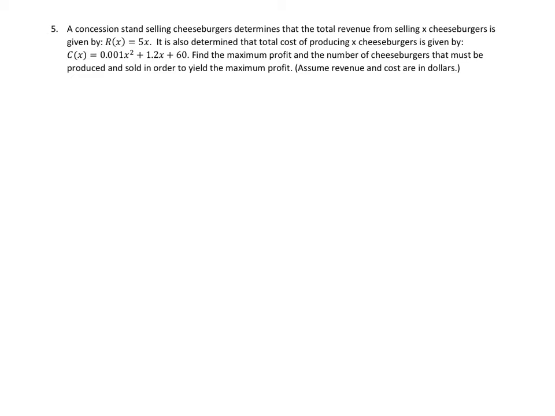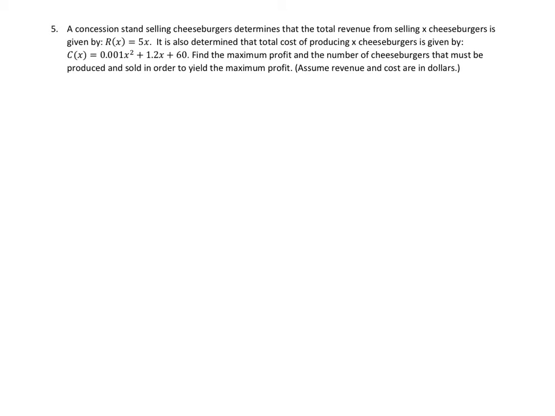A concession stand selling cheeseburgers determines that the total revenue from selling x cheeseburgers is given by R(x) equal to 5x. It is also determined that the total cost of producing x cheeseburgers is given by C(x), which is 0.001x² + 1.2x + 60. We want to find the maximum profit and the number of cheeseburgers that must be produced and sold in order to yield the maximum profit.